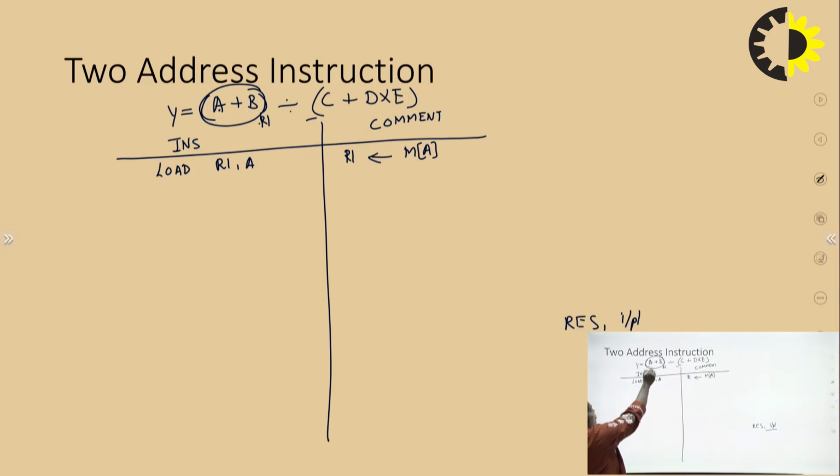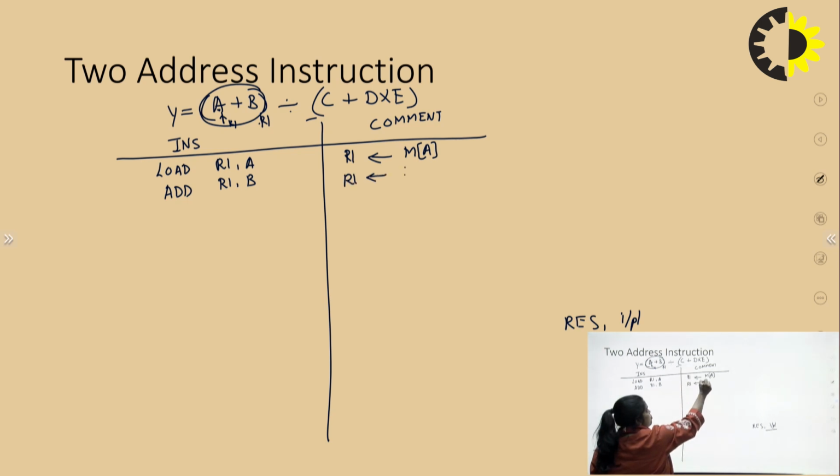Fine. Now the add operation. In the add operation, now A is in R1, so you can write it as R1 is stored with B. So now R1 is R1 plus B. This R1 is actually A, which is stored in A. Now this particular A plus B, the whole addition value or resultant, will be stored in R1.